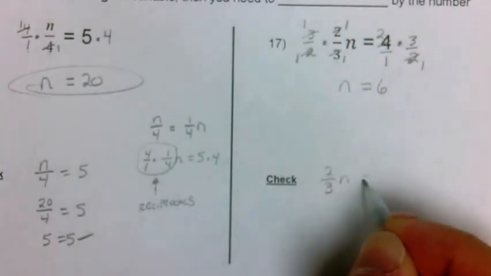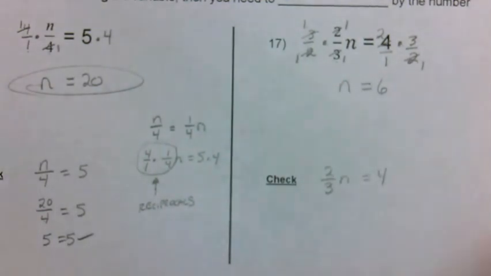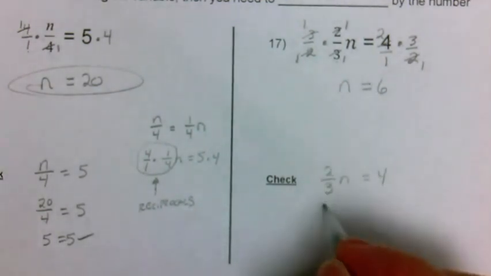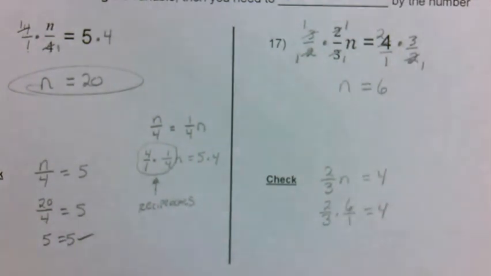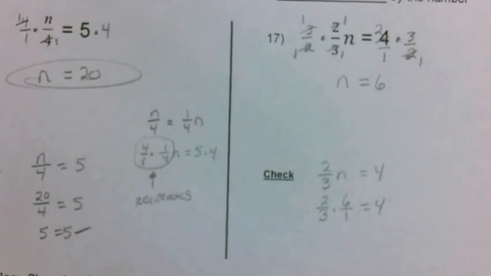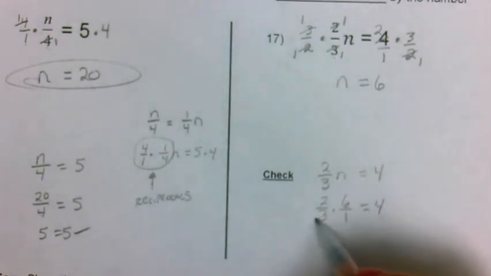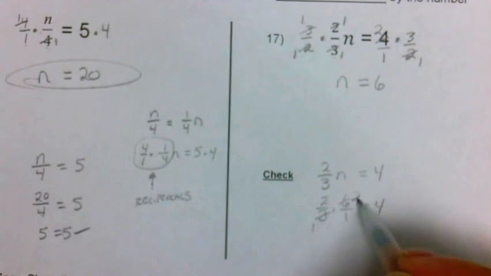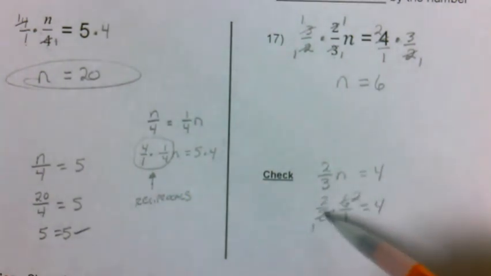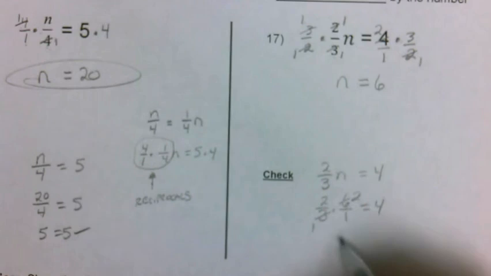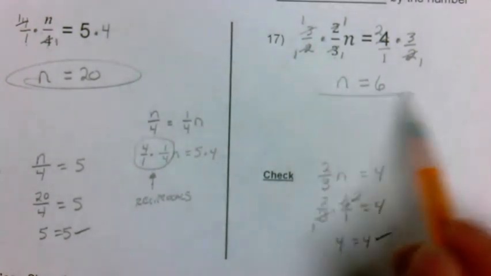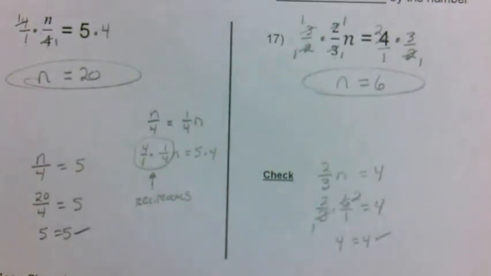2/3 times n equals 4. Substitute in n's value, we think it's 6. 2/3 times 6, which is 6 over 1, equals 4. And now let's see what we get when we multiply. Now, before I multiply, I see I can simplify with the 6 and the 3. Their common factor is 3. 3 goes into itself once. 3 goes into 6 twice. So it's 2 over 1 times 2 over 1, which is 4 over 1, or 4. 4 equals 4. The check works out. And I know that n has a value of 6.